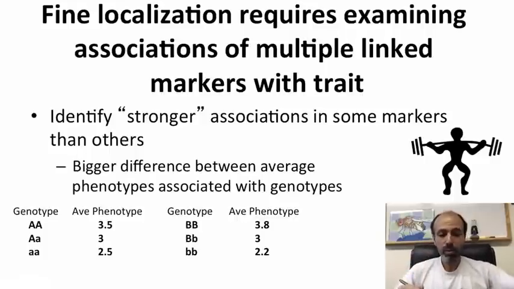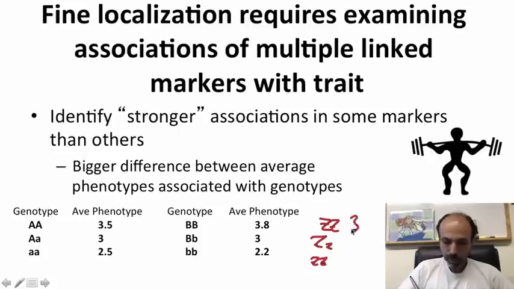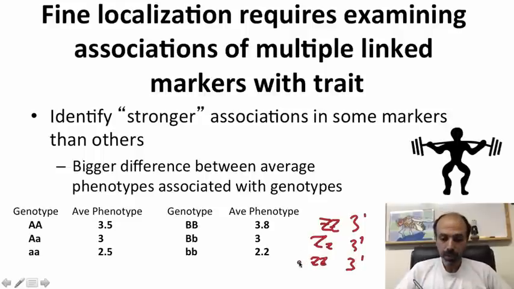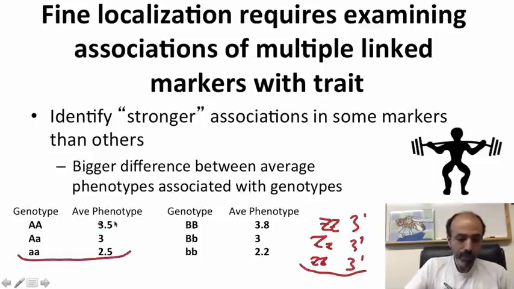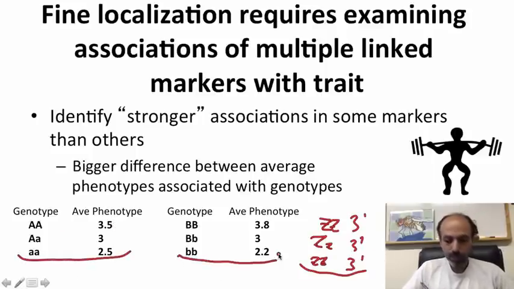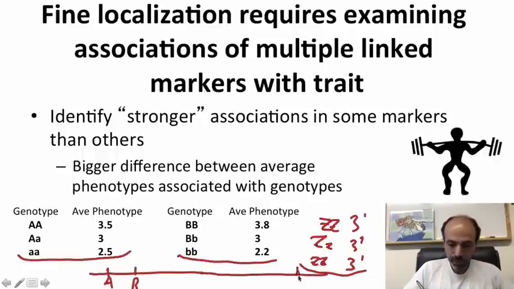So remember, the Z marker I drew out before had no association. I'll actually draw that on here just as an illustration. So the Z marker had 3 feet, 3 feet, 3 feet. This had no association whatsoever with the trait of interest, in this case being height of corn. We'll look at the A1, and we do see this difference. This is the one we saw before. Here's a B1. Well, if you look at this B1, there's actually a bigger difference between the average phenotype associated with the genotype. So let's assume that A and B are near each other. Let's say here's A, here's B, and let's say Z is very far away.